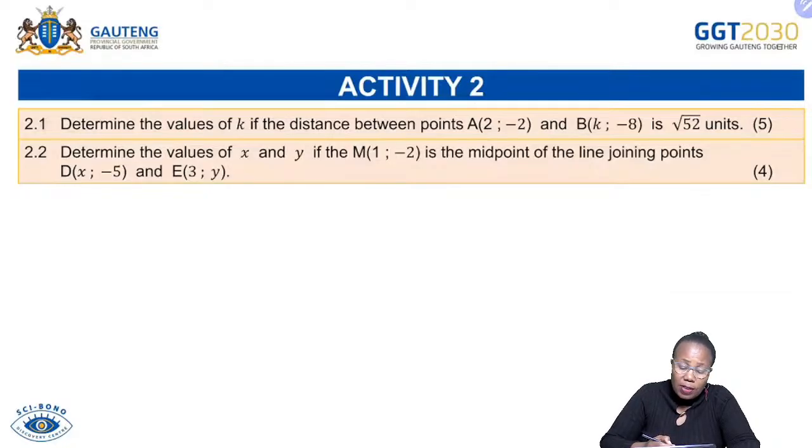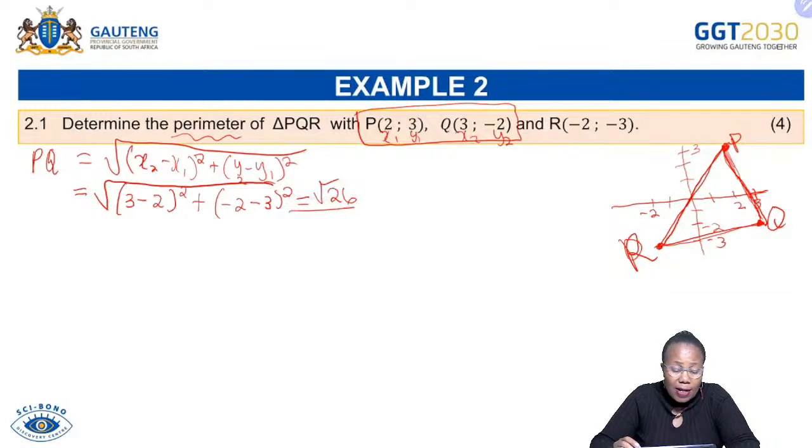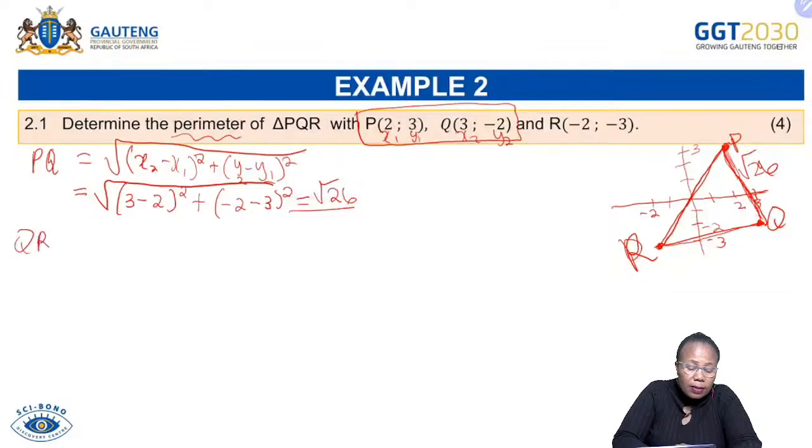Okay, sorry for that. The square root of 26. And then we are done. That is the PQ side. And then we look for another line. This one is square root 26. Then let's look at QR. It will still use that formula. We are going to substitute on that one.